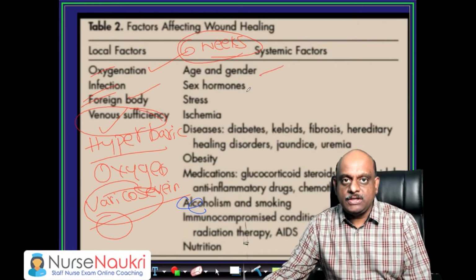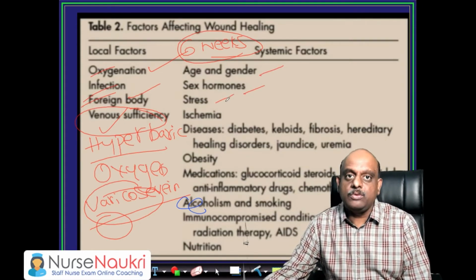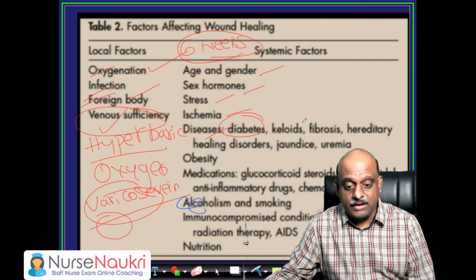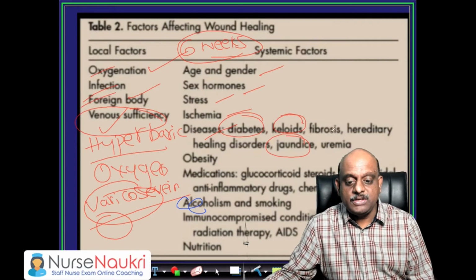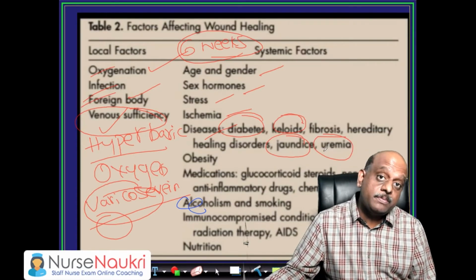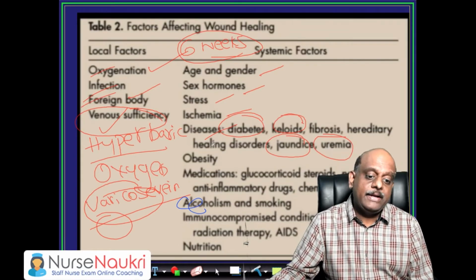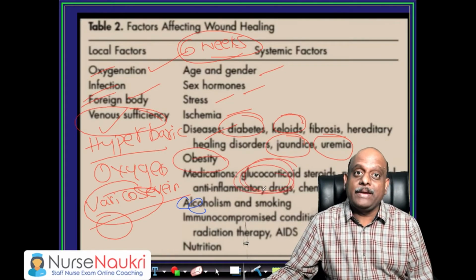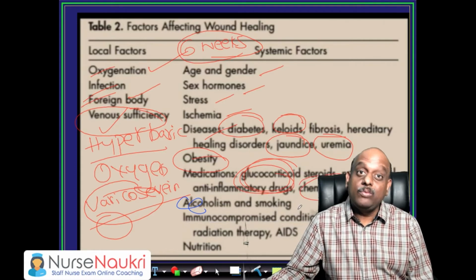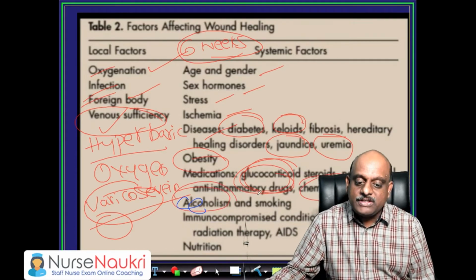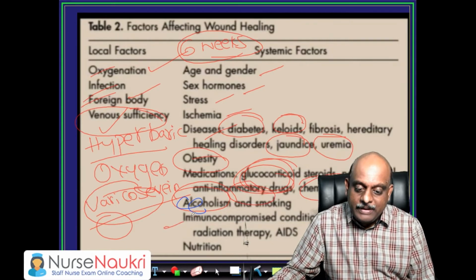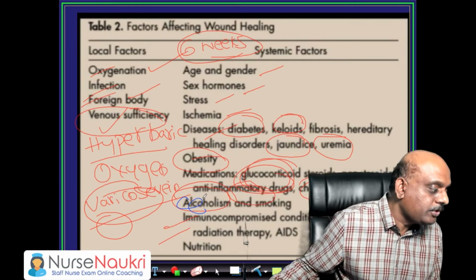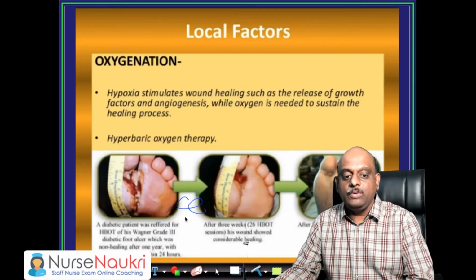Similarly, age, gender, sex hormones, stress, ischemia, and diseases like diabetes, keloids, jaundice, uremia, even renal failure patients may have delayed healing when there are wounds. Obesity will delay wound healing. If the patient is on steroid therapy or chemotherapy, wound healing becomes delayed. Alcoholism, smoking, immunocompromised conditions like cancer, and radiation therapy all slow down healing, which you have to remember.